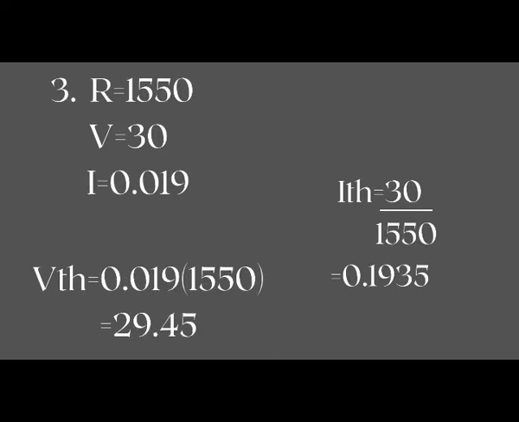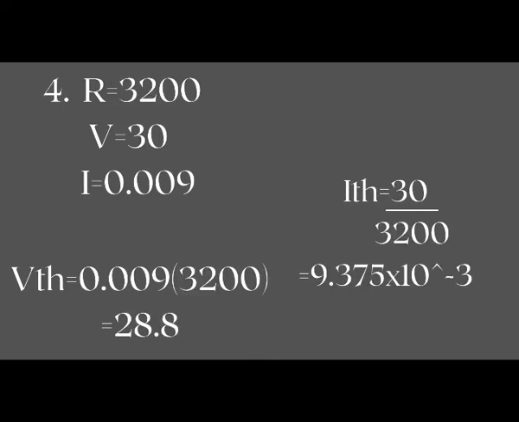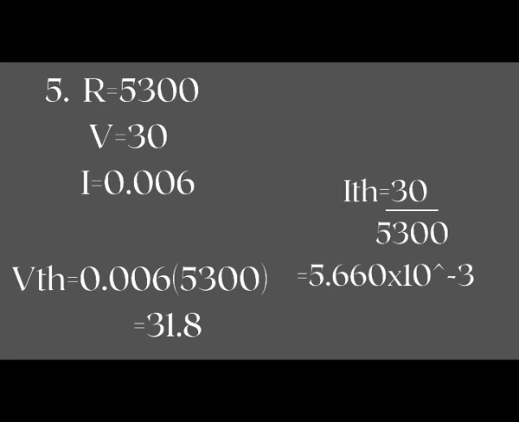In trial number 3, our theoretical voltage is equal to 29.45 volts, while our theoretical current is equal to 0.1935 amperes. In trial number 4, our theoretical voltage is equal to 28.8 volts, while our theoretical current is equal to 9.375 times 10 raised to the negative 3 amperes. And in trial number 5, our theoretical voltage is equal to 31.8 volts, while our theoretical current is equal to 5.660 times 10 raised to the negative 3.